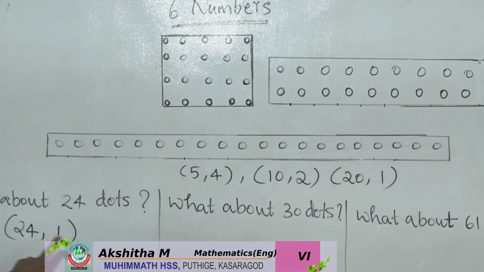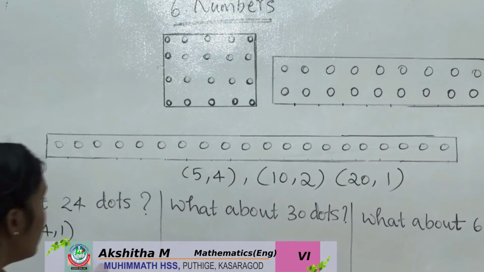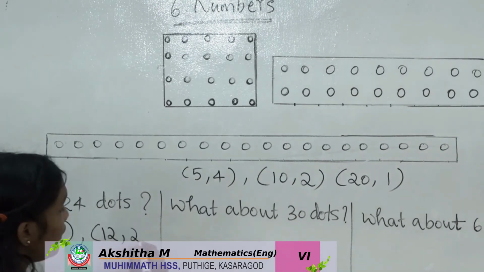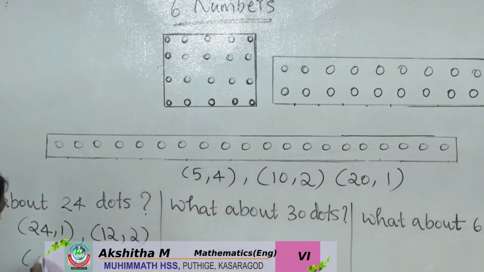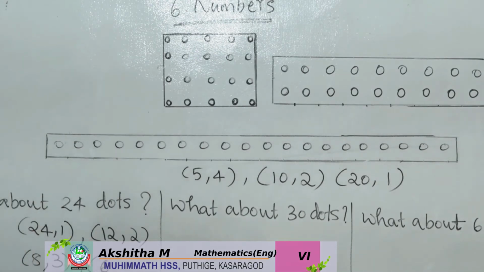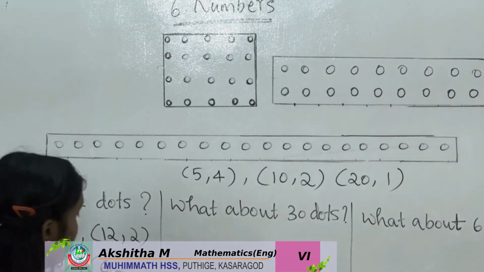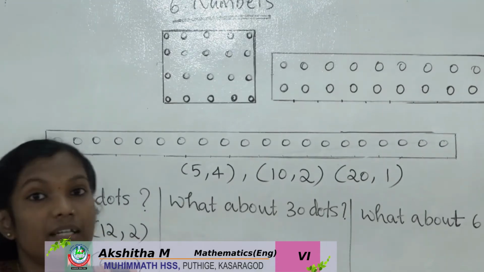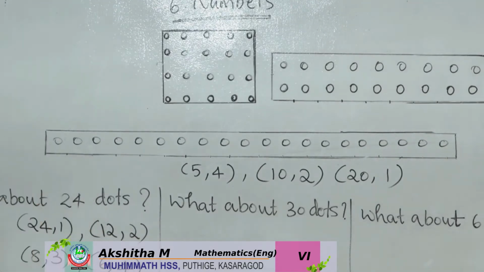24 dots wide, 1 dot high. And next one, 12 dots wide and 2 dots high. And next one, 8 dots wide and 3 dots high. And the next one, 6 dots wide and 4 dots high. Like this we can make different types of rectangles with 24 dots.